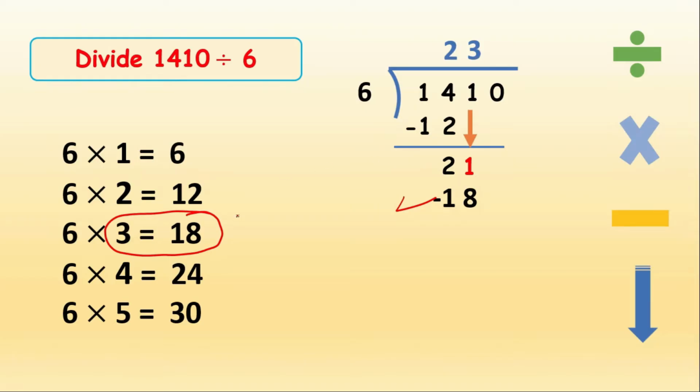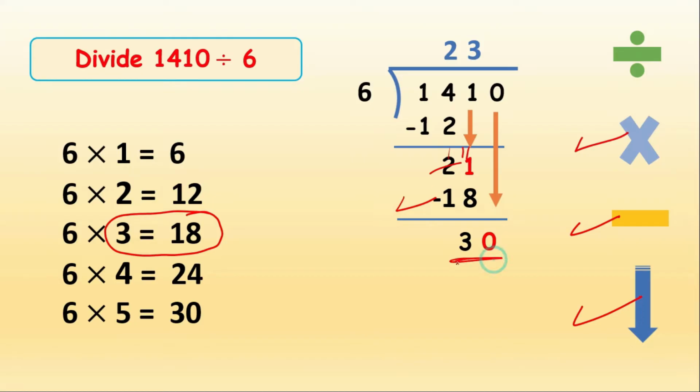Got it. So what's the next operation? We passed multiplication, so we'll do subtraction. Okay, so now subtract: 1 minus 8 can't be done, so borrow 1, change it to be 11. 11 minus 8 equals 3, and 2 changes to 1. 1 minus 1 equals 0 and then drop. Okay, drop 0.